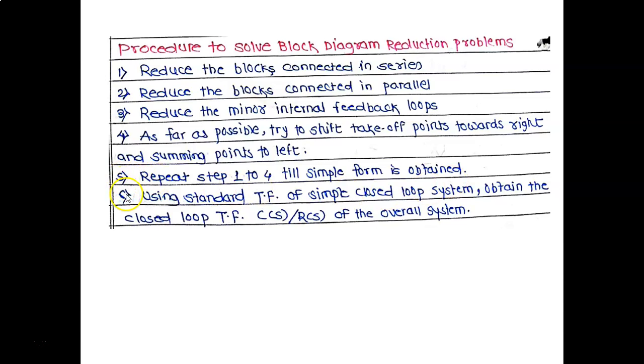And step number 6, using standard transfer function of simple closed loop system, obtain the closed loop transfer function, that is C(s) upon R(s) of the overall system. Now these are the steps that we have to use while solving the block diagram problems.